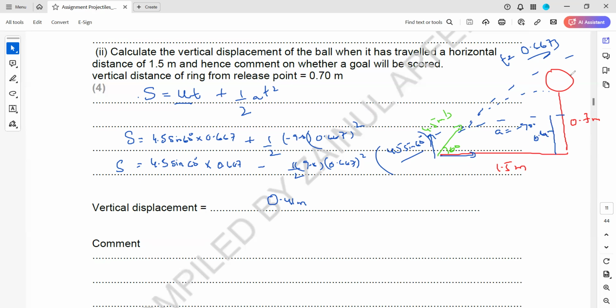So will it score, will the ball pass through the ring? Yes or no? The ring is 0.7 meter above the ground and the ball is only 0.4 meter above the ground. So the comment is, the ball will not pass through the ring, as the ring is 0.7 meter above the ground.